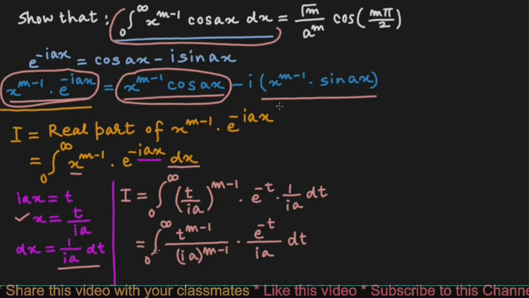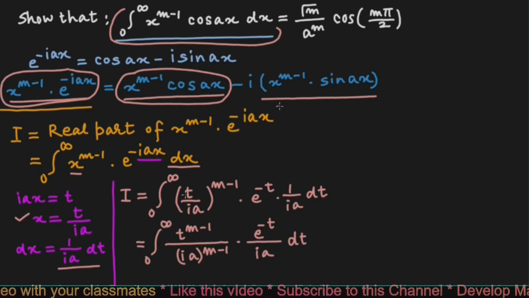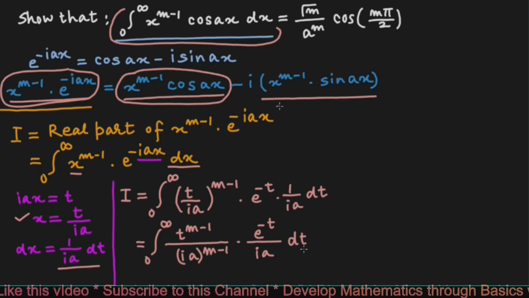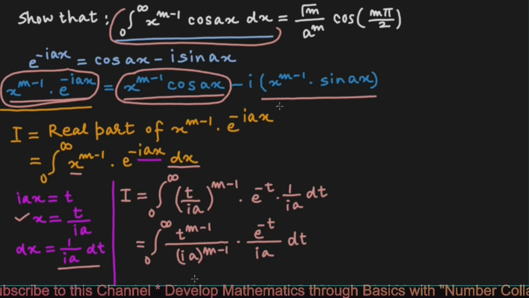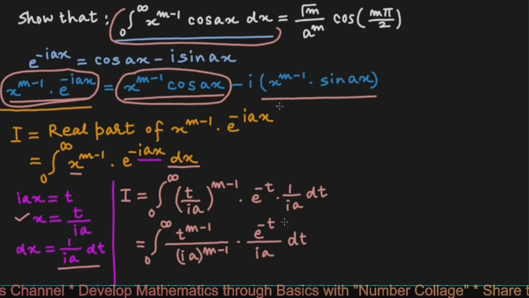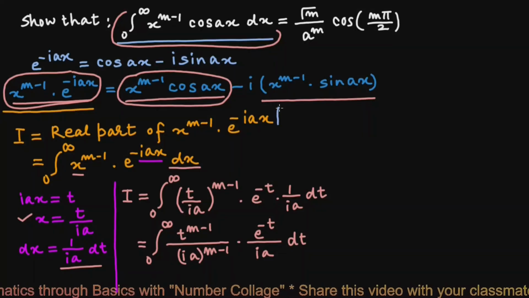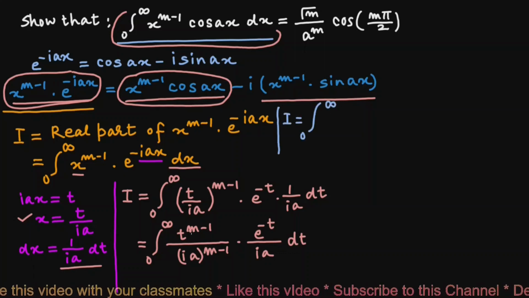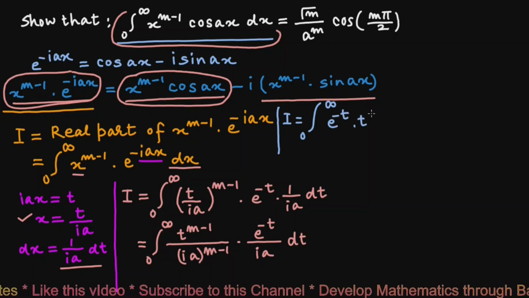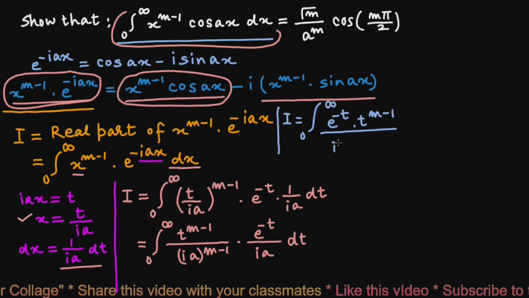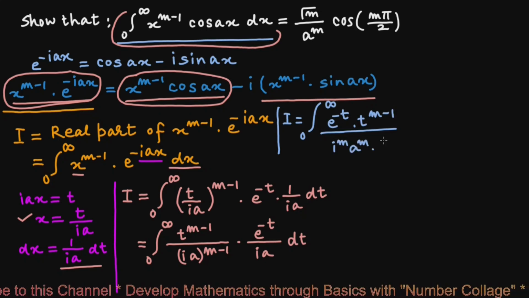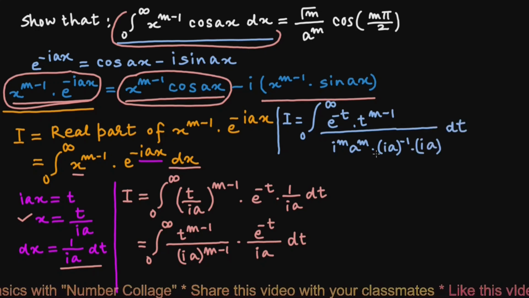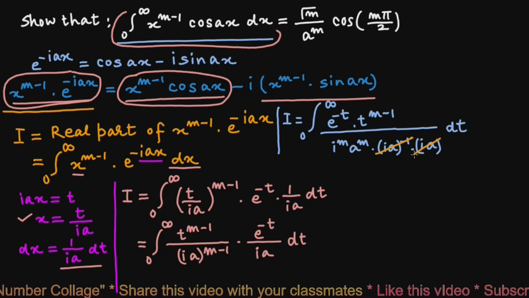This further will be integration from 0 to infinity of t raised to m minus 1 into e raised to minus t into dt upon ia raised to m minus 1 into ia. This we will further write as I equals integral from 0 to infinity of e raised to minus t, t raised to m minus 1 upon i raised to m a raised to m into (ia) raised to minus 1 into ia dt. Here (ia) raised to minus 1 into ia will be 1.